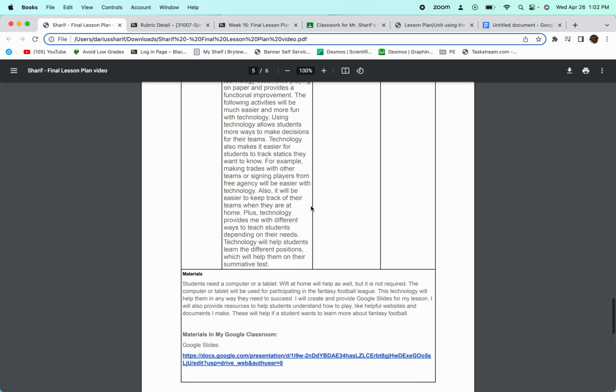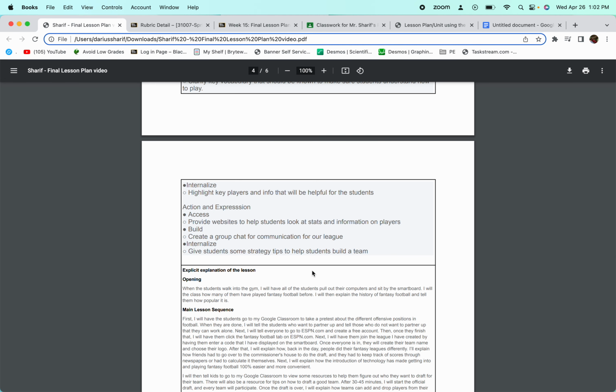Also for step 5, again the opening. When the students walk into the gym, me getting them to sit down around the smart board also helps with the instructional environment because that's where they're going to be sitting. So that's also basically the environment.